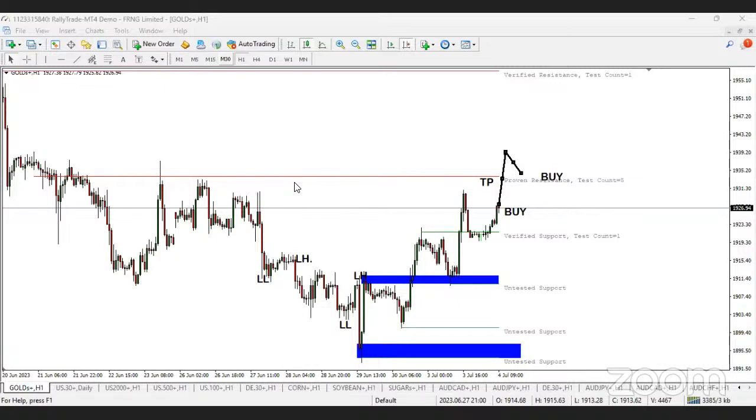Is gold pulling back? I don't think it's pulling back. It is going to create a new higher high, not showing any sign of pullbacks. All right. Do we have any other question again?